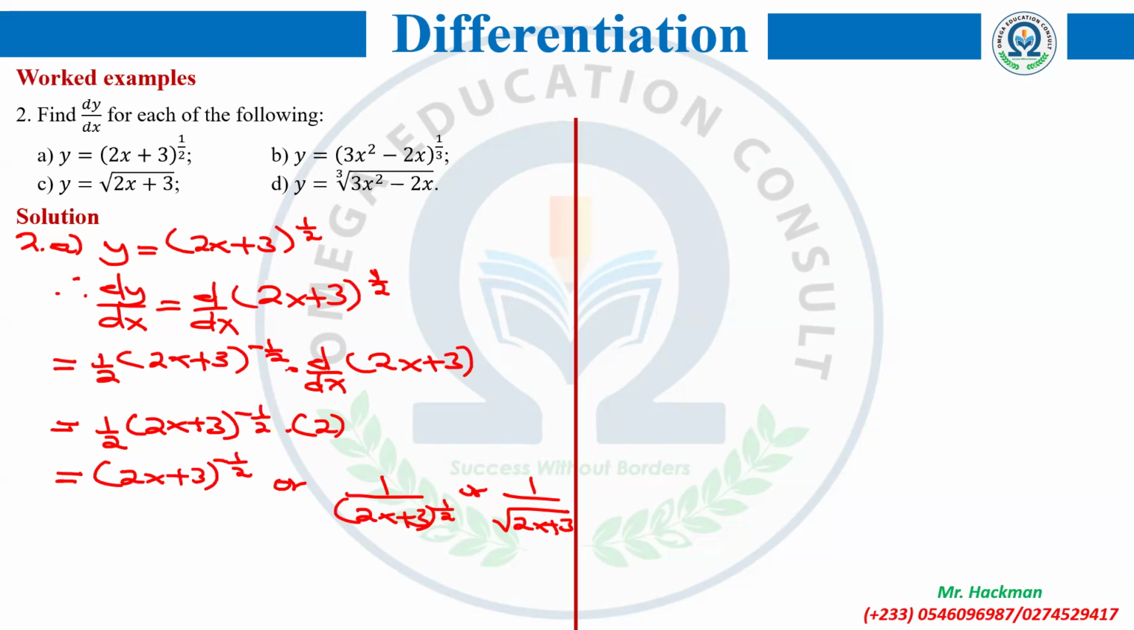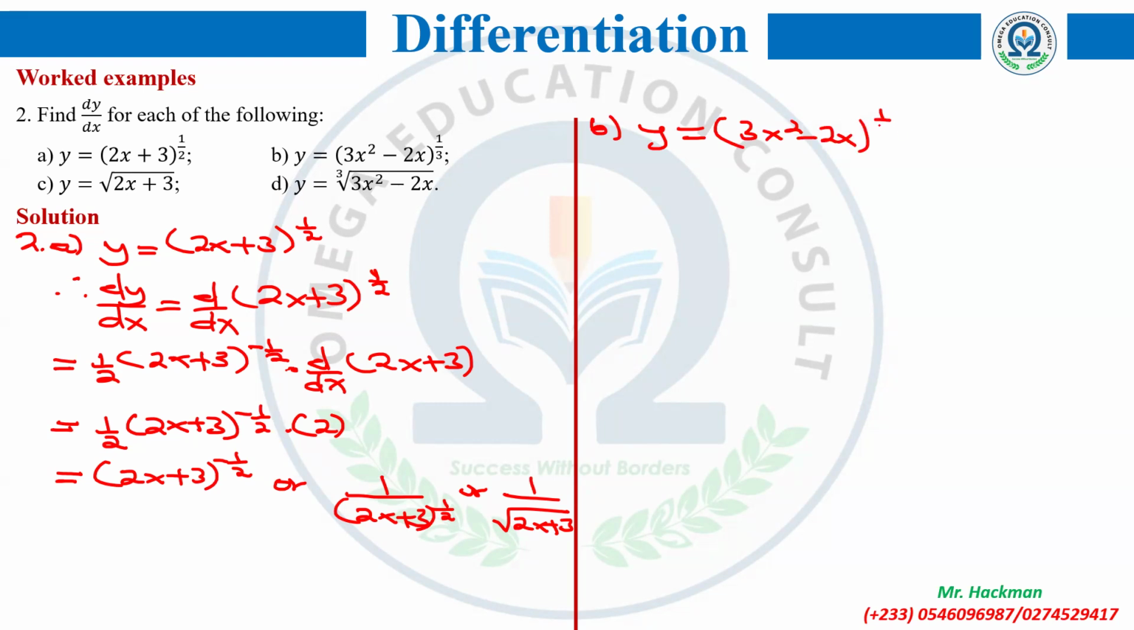Unless you don't want to ask questions, you know, I've told you, I'm here because of you. So now let's go and look at the B. Okay, B, what do we have? Again, we've been given y is equal to, this time around we have 3x squared minus 2x, the whole of that to what power?